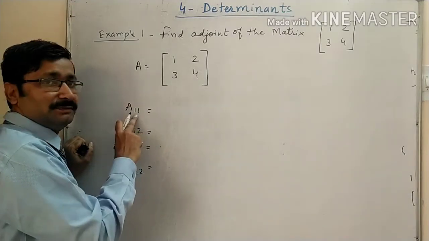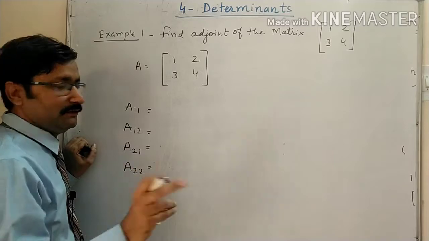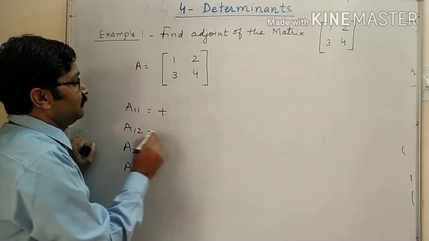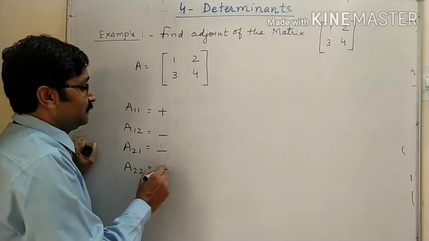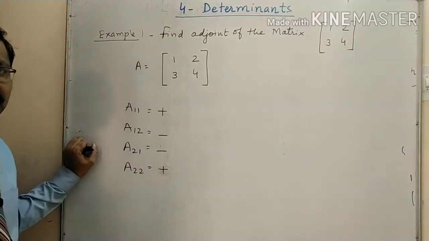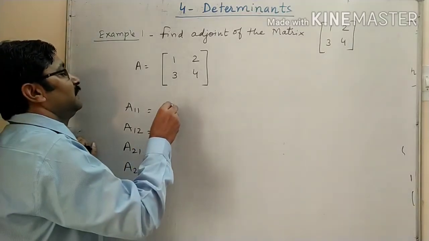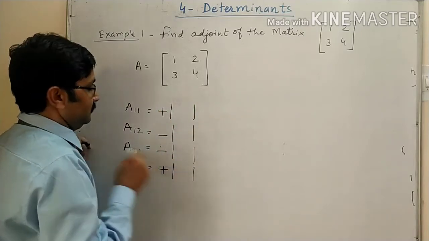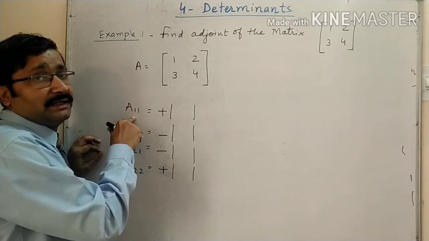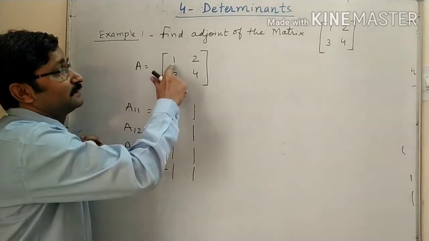And how do we find them? Look here, 1 plus 1 is an even number. Even number means plus, odd number means minus. 1 plus 2 is odd, so minus. 2 plus 1 is odd, so minus. 2 plus 2 is 4, an even number, so plus. So first you keep the sign, and then you can write it directly. Look here, this determinant you can make. Now capital A11 means the cofactor of this.